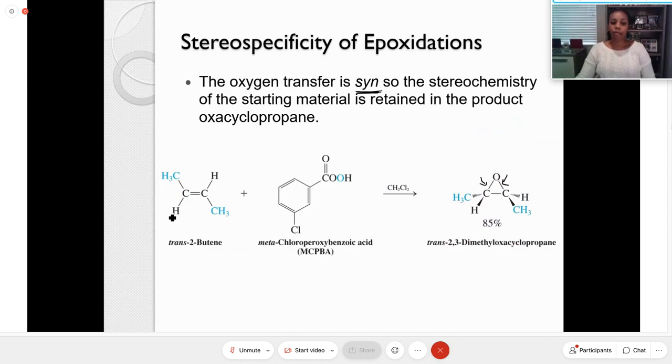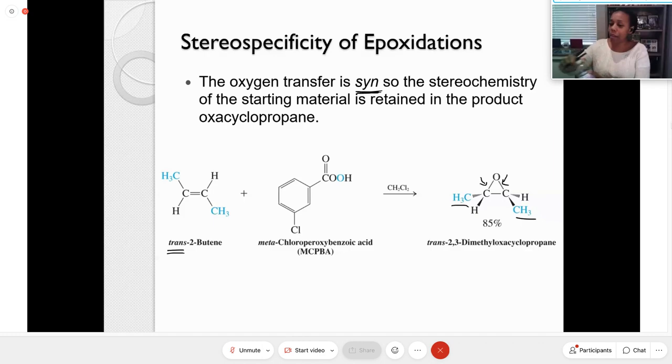If they're added on the same face, then the stereochemistry of the starting material, this being a trans alkene, needs to be maintained. And so again, these two methyls are trans to one another. One's in the back and one's in the front.